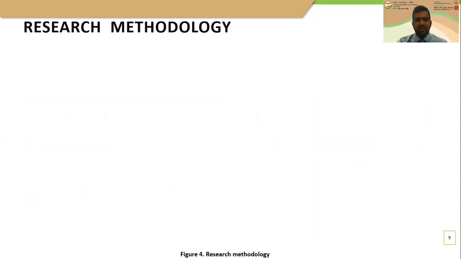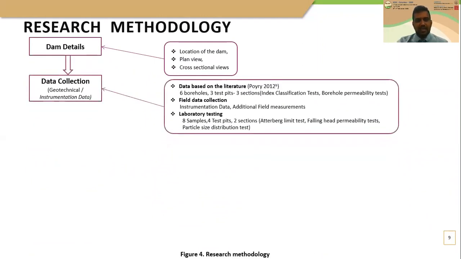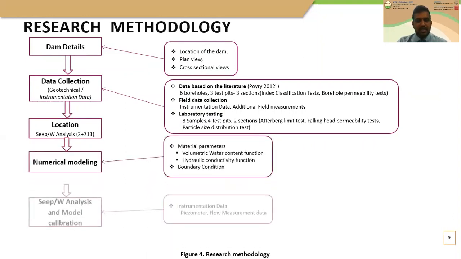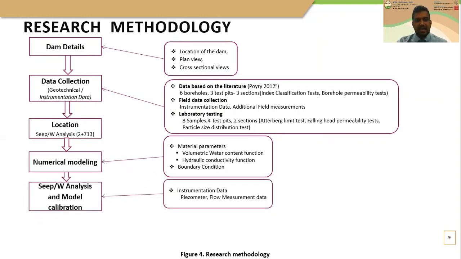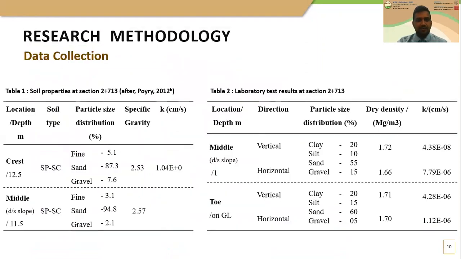Here I will explain in brief the methodology followed for my research work. Beginning, I collected available dam details. Then, for data collection, I used literature, instrumentation data, and I have done some additional tests in the laboratory also. Out of 3 sections, I selected 2+713 for my research work. Then the modeling in CW was done. Then some analyses were done, and the model calibration was done. Finally, I did some additional analysis, and that will be discussed in the next slides.